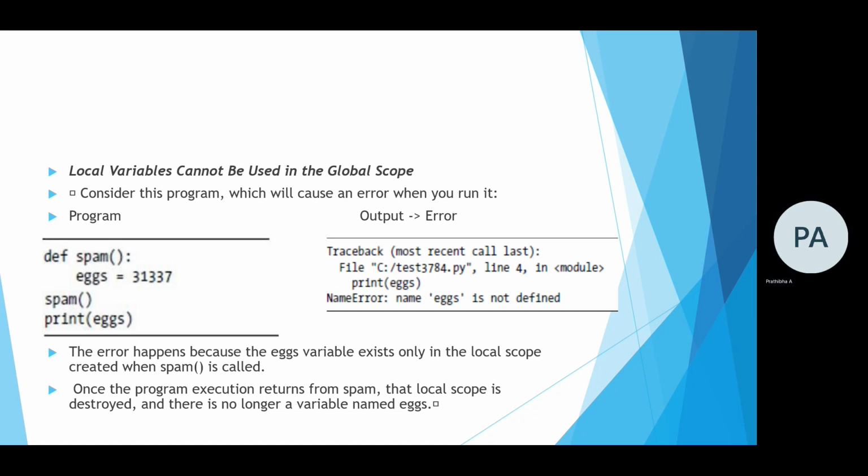It is not possible. The error happens because the x variable exists only in the local scope created when spam is called. Once program execution returns from spam, that local scope is destroyed and there is no longer a variable named x. So that is why we get an error that the variable has not been defined. It was defined inside the function, which is a local scope, but when we return from the function, x is destroyed. Since it is in a local scope, it cannot be accessed by the global scope.